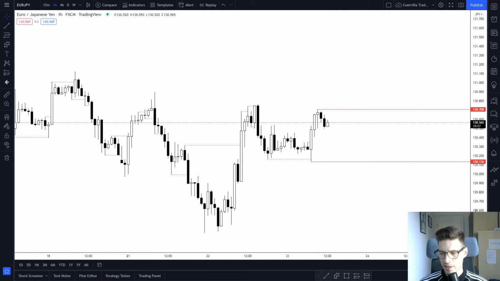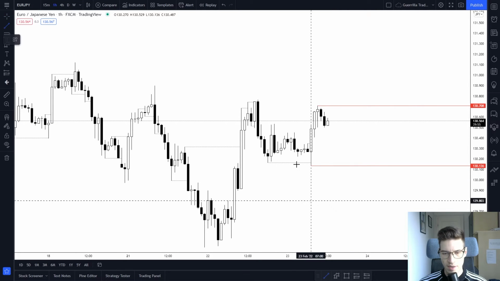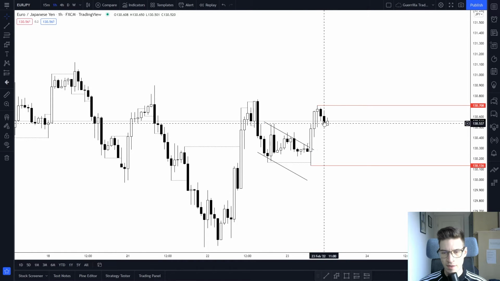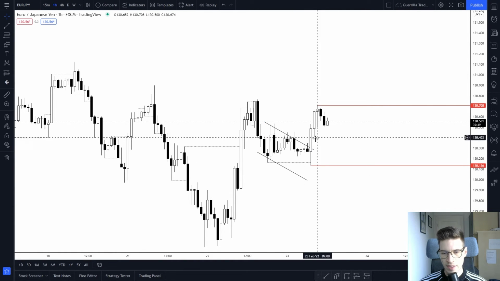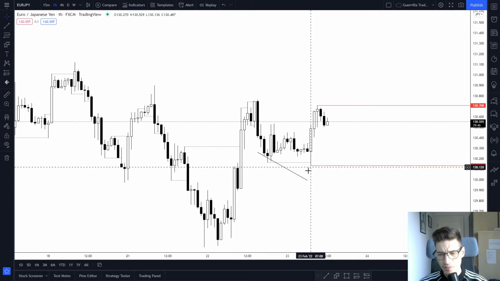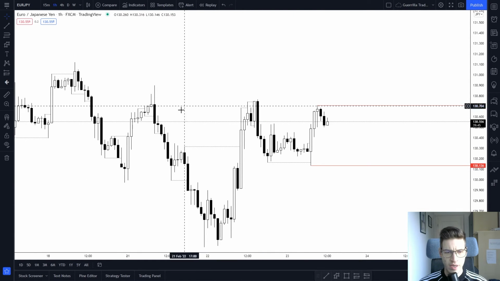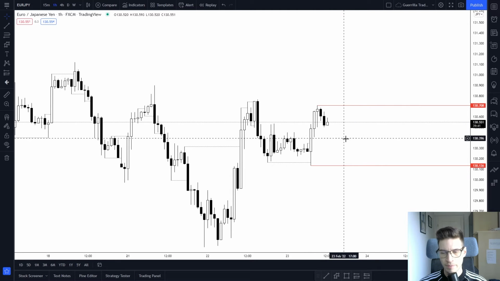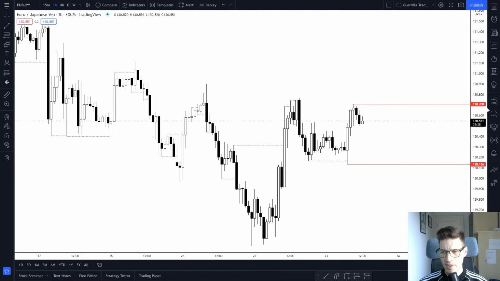This was, as I said, a descending, and this is an okay impulse out of a descending, but when looking at the prior price action, I just don't really like it right here. So yeah, waiting to see what happens on this pair.